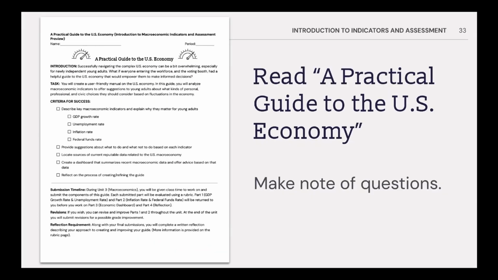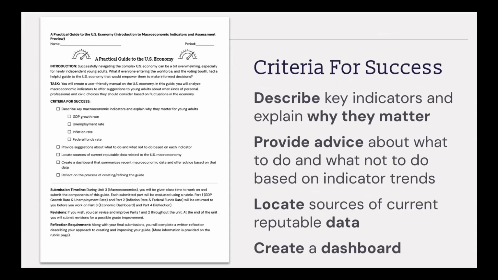We'll distribute a handout for students to read through an overview of the assessment and make notes of any questions, and then we'll do a check for understanding. Since you can't read it right now, I will go over the criteria for success. The 4 parts include describing key indicators and explaining why they matter, providing advice about what to do and what not to do based on indicator trends, locating sources of current reputable data, and creating an economic dashboard.